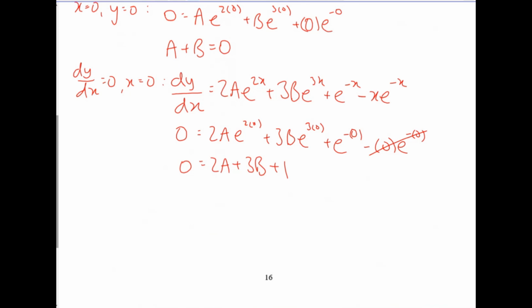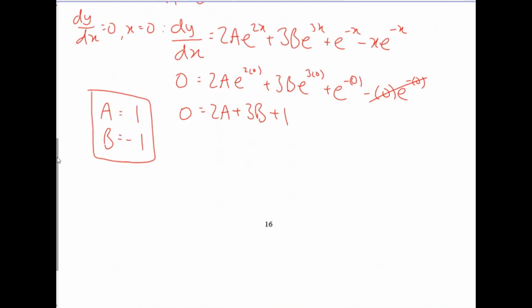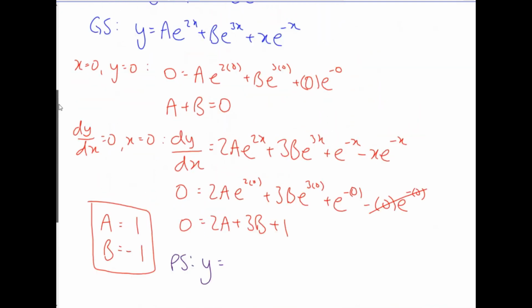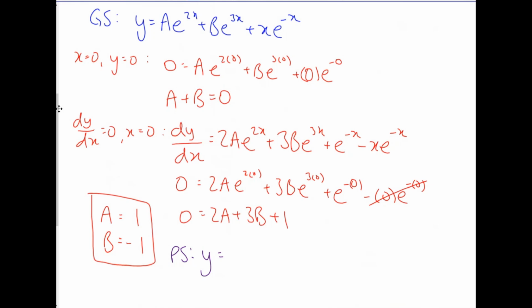Got a pair of simultaneous equations to solve here. You can solve them in your calculator, that's fine. I can solve them by hand. You end up with b is minus 1 and a is 1. So our particular solution, sub these values in: y equals, we've got a is 1, so e to the 2x minus e to the 3x, because b is minus 1, plus x e to the minus x.